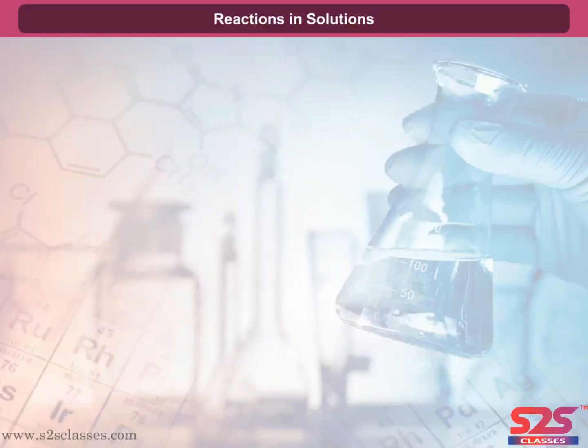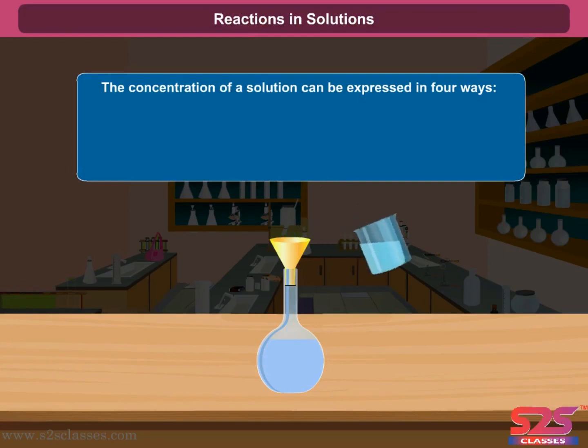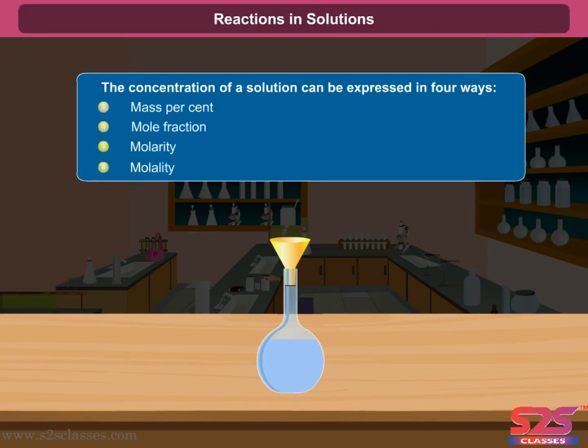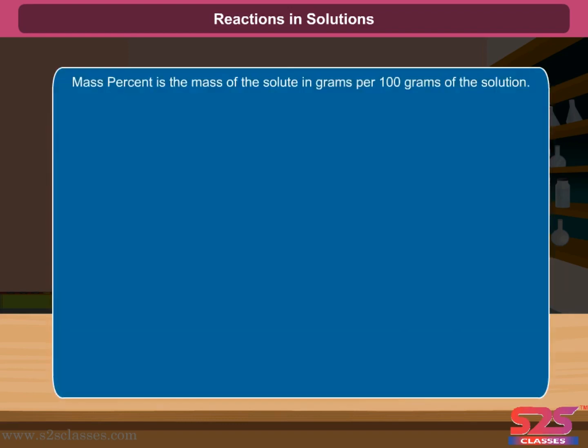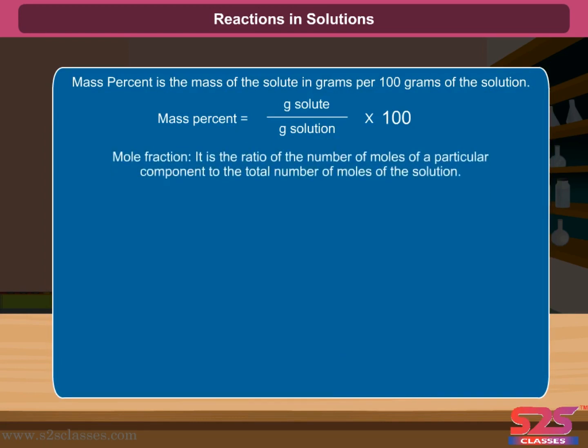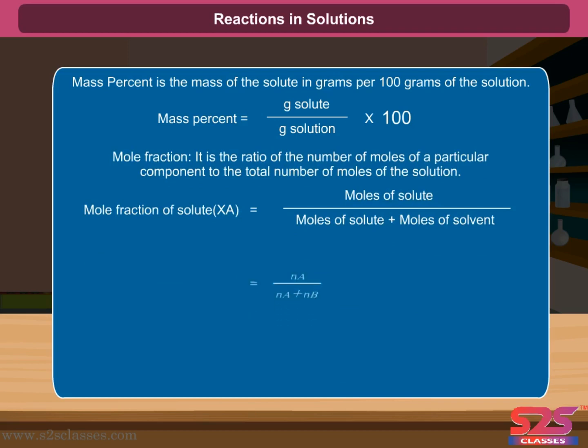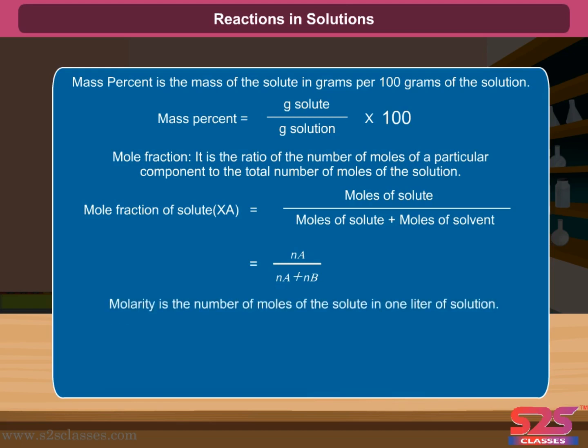Reactions in solutions. The concentration of a solution can be expressed in 4 ways. These are mass percent, mole fraction, molarity and molality. Let us discuss these one by one. Mass percent is the mass of the solute in grams per 100 grams of the solution. Mole fraction is the ratio of the number of moles of a particular component to the total number of moles of the solution.